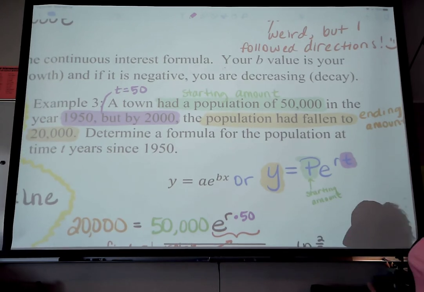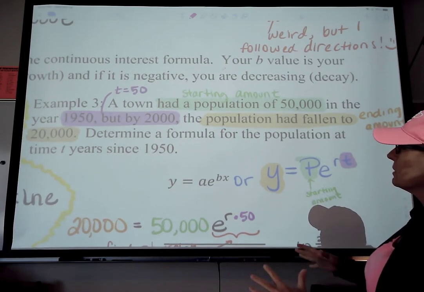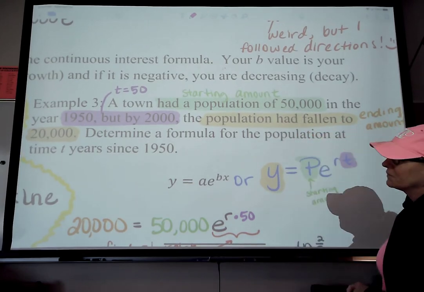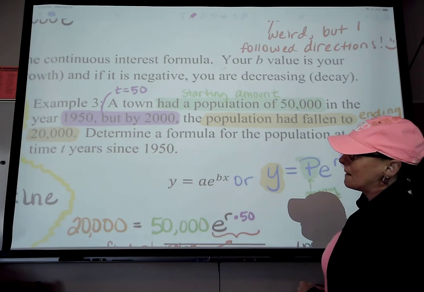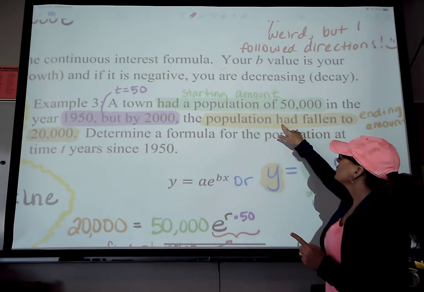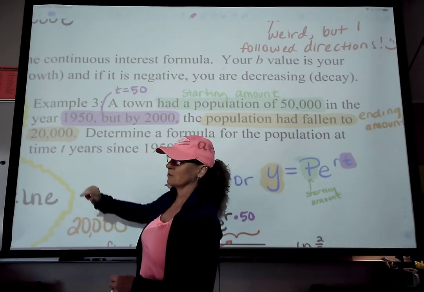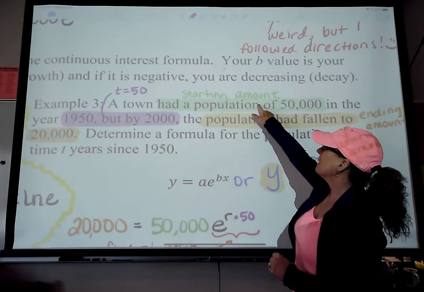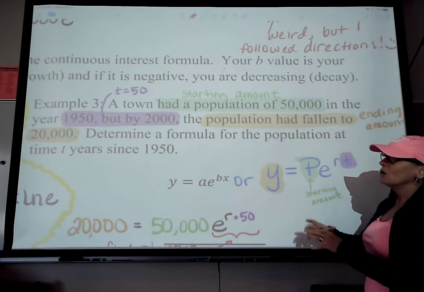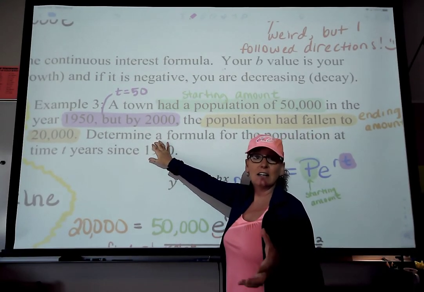All right, this one's kind of cool. This one did not give me an equation to start with, so we're going to build our own equation. So we have a starting amount of 50,000 people in the year 1950. But 50 years later, so T is 50, 50 years later, the population now had dropped to 20,000. So starting amount is 50,000. Ending amount, after 50 years, our ending amount was 20,000. Determine a formula. Okay, so here's what it's saying. Determine an equation that has an x in it and a y in it.